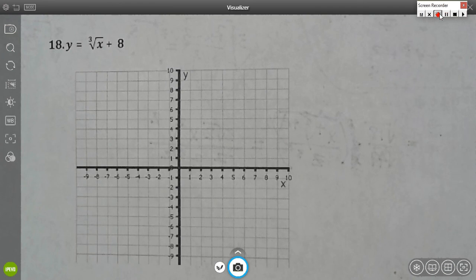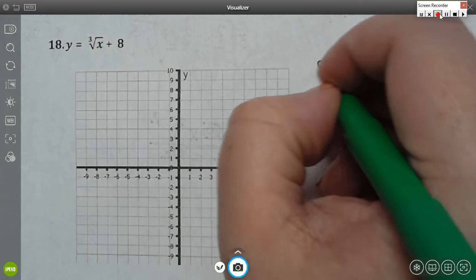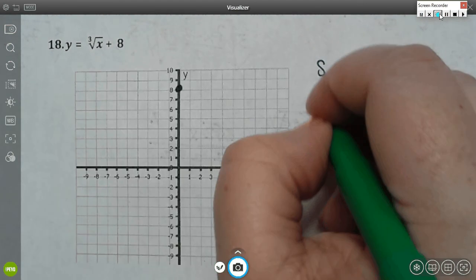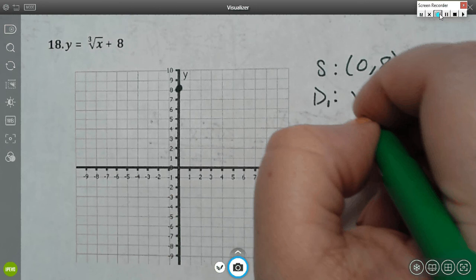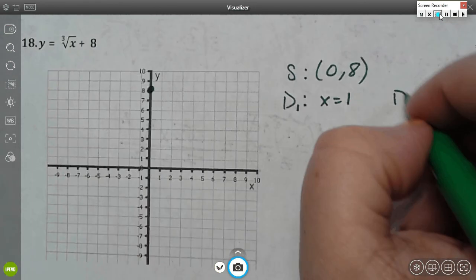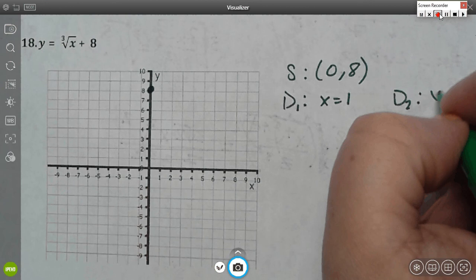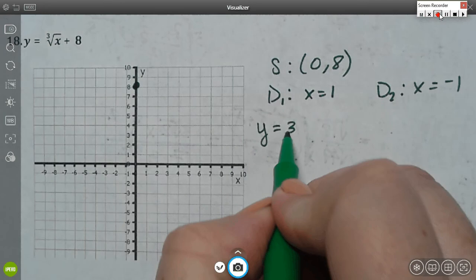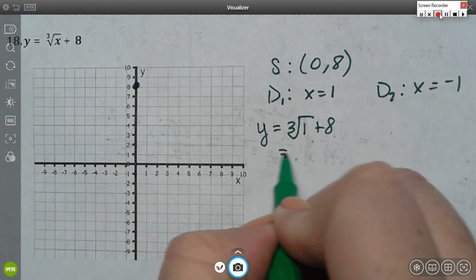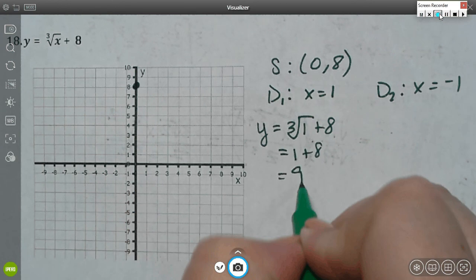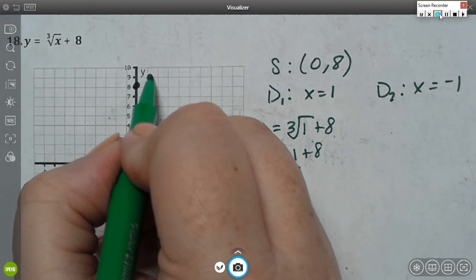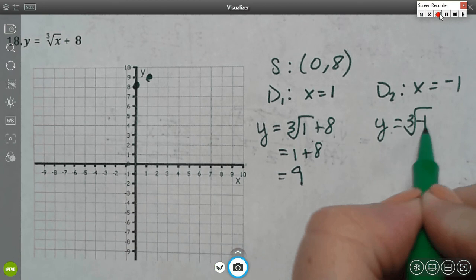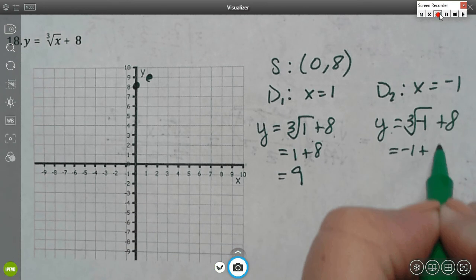Last one, yay! My cubic, so I need 3 points. My start point here, I'm missing the h, so it's going to be 0, 8. I need 2 direction points, so I'm going to use 1 and -1. I'm going to go on either side there of the start point. When x is 1, y is cube root of 1 plus 8, which is 1 plus 8, which is 9. When x is -1, then y is cube root of -1 plus 8, which is -1 plus 8, which is 7.